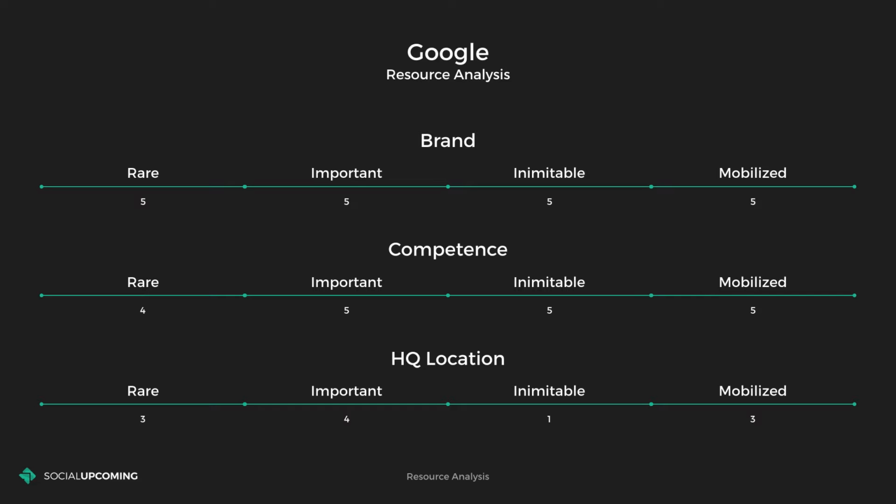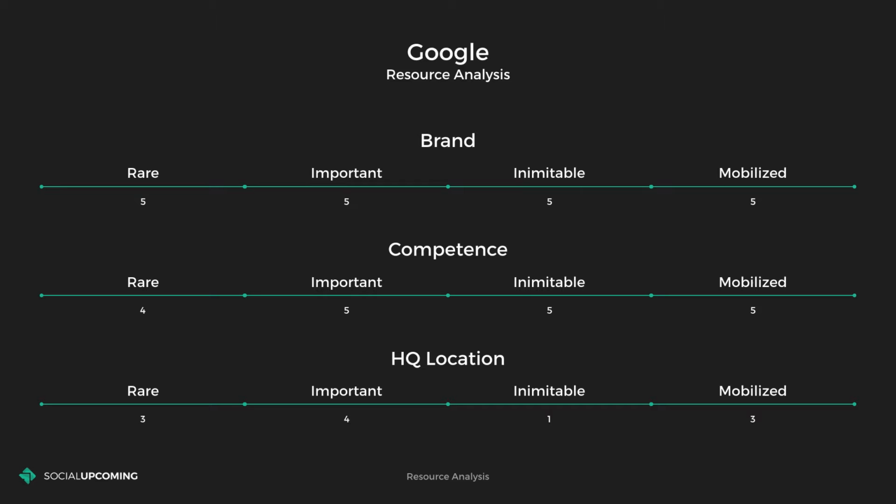Brand is also something that, in most cases, is not easy to copy, so it's inimitable. Google also leverages the brand that they have, or Google is actually a sub-business of Alphabet. So Alphabet mobilizes Google's brand in their marketing and in daily operations. So you can say that Google's brand definitely provides them with an advantage over their competition.